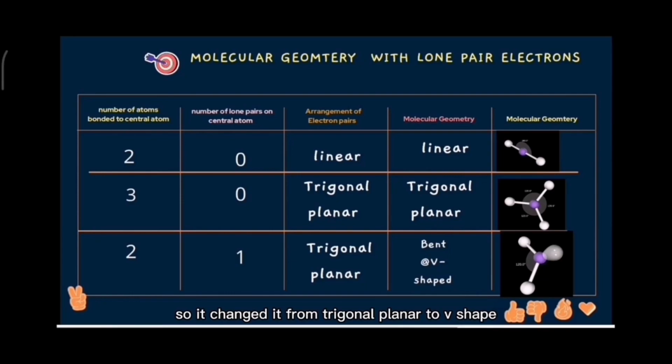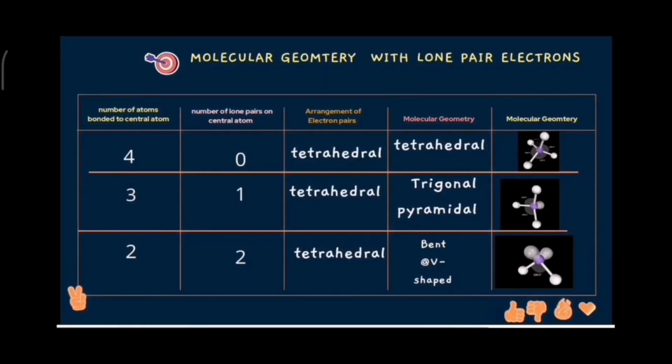So it changed from trigonal planar to V shape, or what we call bent. Then let's move on to the next example, which is the 4 electron pair series. It acts as a tetrahedral at first.